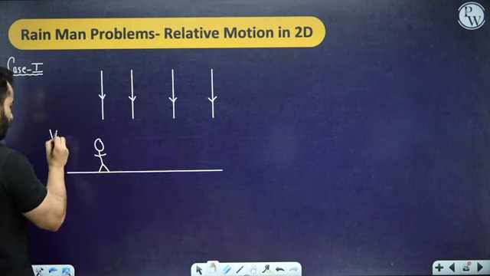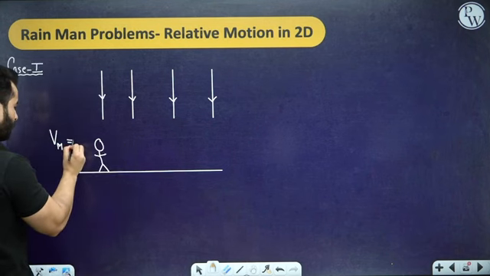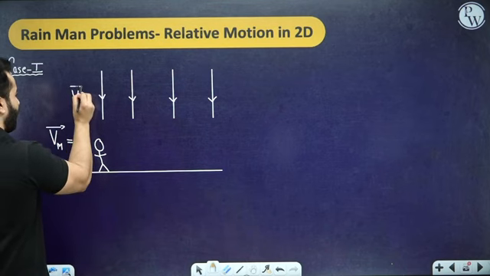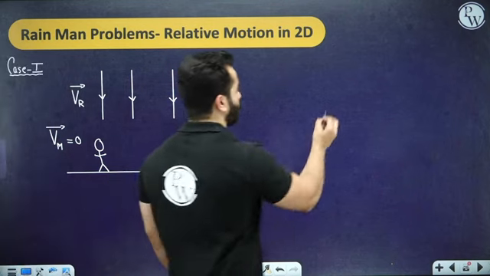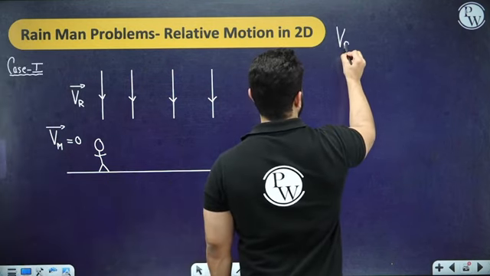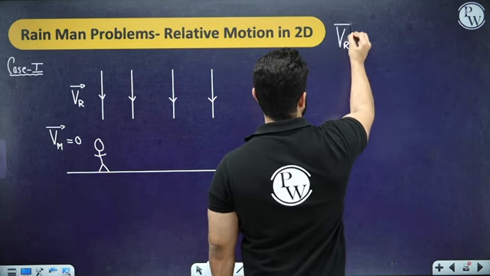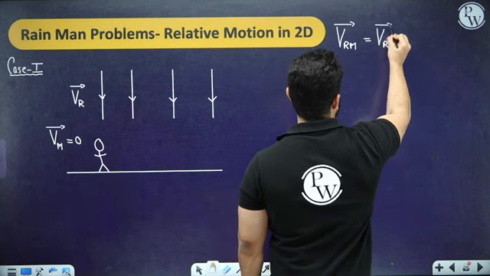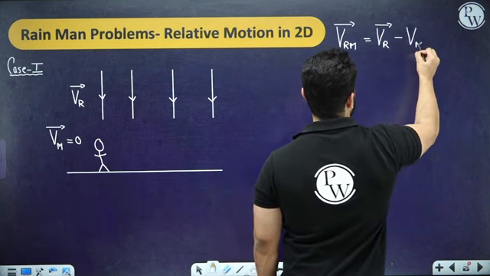So again, we are going to talk about velocity of man, which in this case is 0. We are going to talk about velocity of rain. And in some other cases, we are going to talk about velocity of rain with respect to man. This is very important. So this is going to be velocity of rain minus velocity of man. Please try to understand this thing.